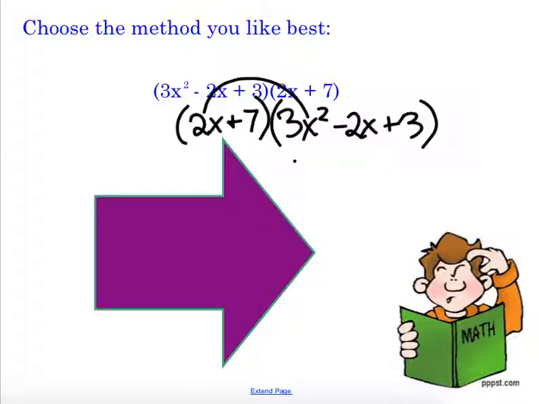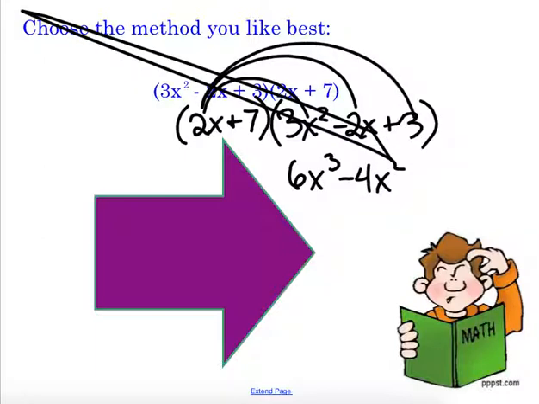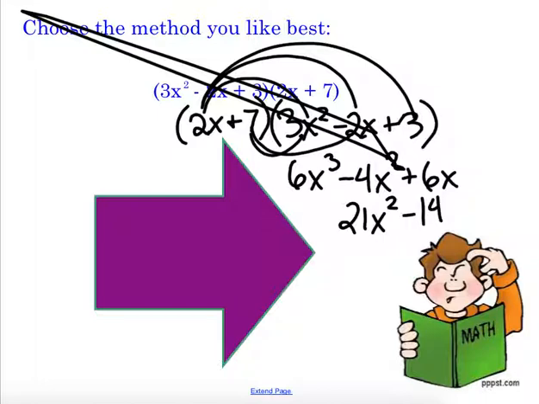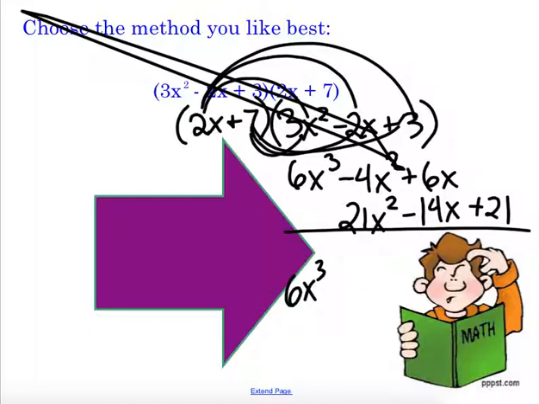2x times 3x squared is 6x cubed. 2x times a negative 2x is negative 4x squared. 2x times 3 is plus 6x. And then we do our smiley faces. 7 times 3x squared is a plus 21x squared. 7 times negative 2x is a negative 14x. And 7 times 3 is plus 21. And we add these up and get 6x cubed plus 17x squared minus 8x plus 21. That's what we should see under this big arrow.